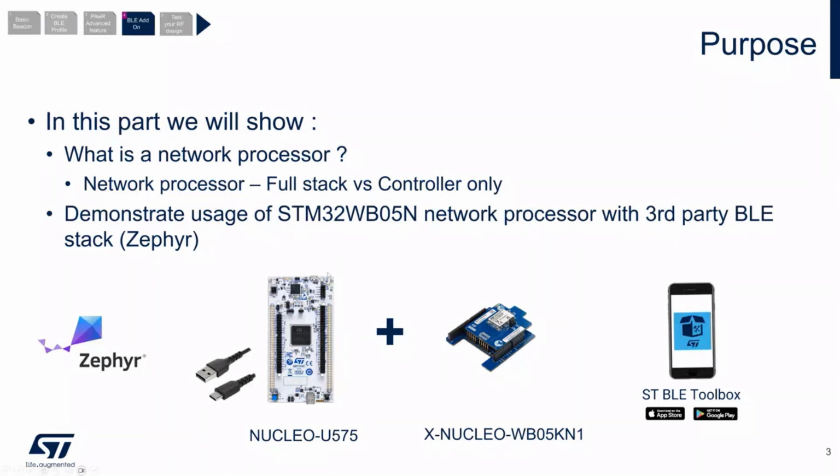And then, of course, today we will demonstrate how to use this network processor WB05N together with a third-party Bluetooth stack. Here we will use Zephyr. For this, we will use the STBLE Toolbox application. Of course, we need the expansion board for the WB05N, X-Nucleo WB05KN1. You have the full description on st.com. This is the expansion board for this specific network processor.